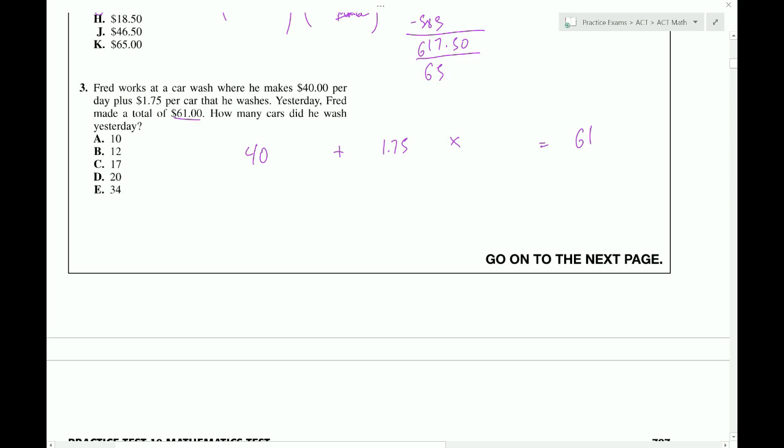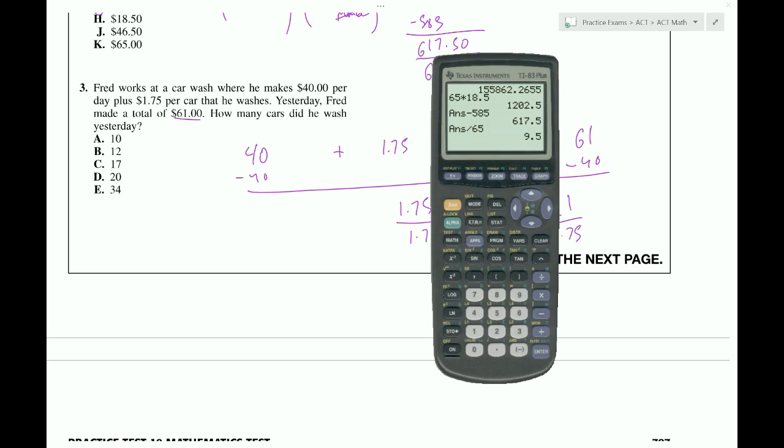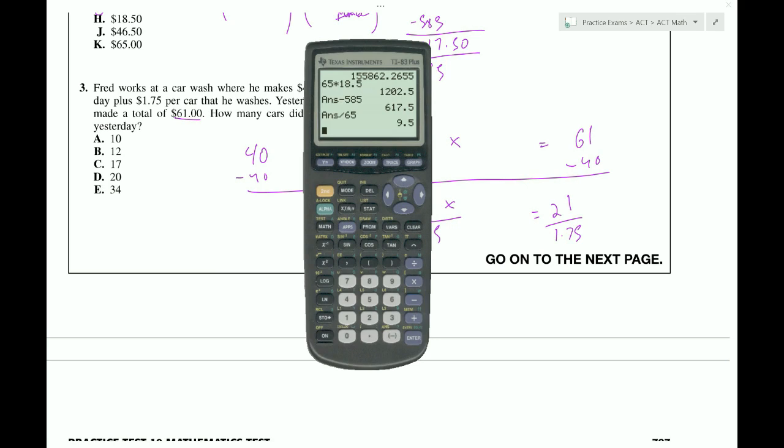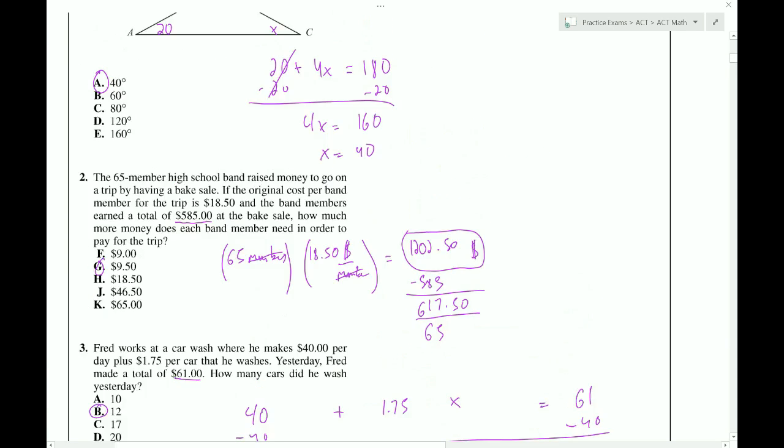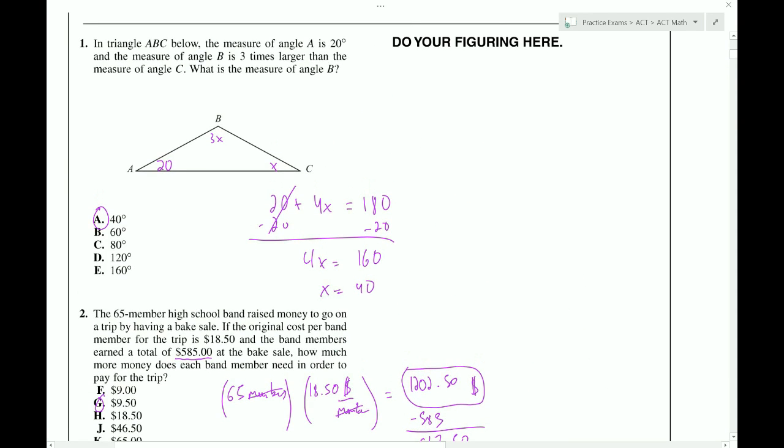So now from here I could subtract 40. That gives me 21. And $1.75 here. Divide by $1.75 on both sides. Use the calculator. 21 divided by 1.75, and I get 12. Let me go back up for a minute. I'm just now realizing that this x was a partial answer. We need 3x, which is going to be 36. So always double check what they're asking for in the end.